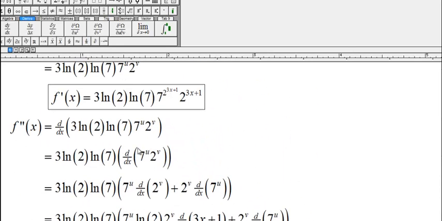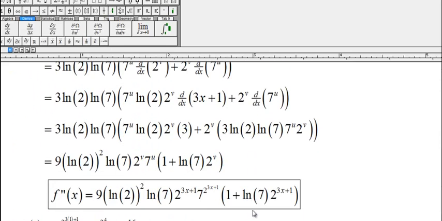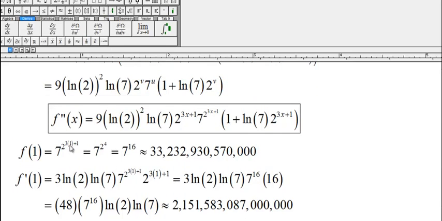f of 1, we go back to here, it's just 7 to the power 2 to the power 3x plus 1. And let's see, we plug in a 1 there. 3 times 1 is 3 plus 1 is 4. 2 to the 4th is 16, so this is 7 to the 16th. This is accurate up to the point where we hit all these zeros at the end.